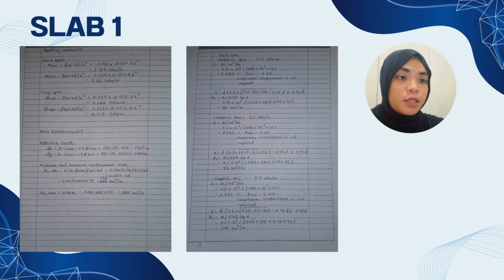Next, the load acting on the slab must be determined. This includes the dead load and live load. The dead load consists of the self-weight of the slab, which is calculated from the slab thickness and the unit weight of concrete, as well as any additional finishes such as tiles or screed. The live load depends on the usage of the building and is usually specified in design codes.